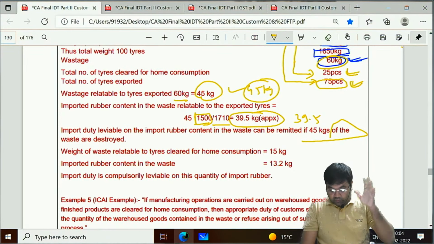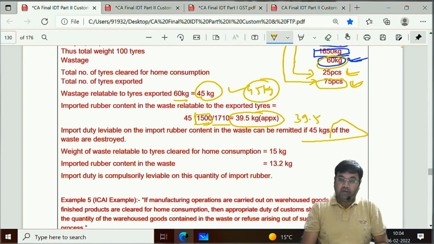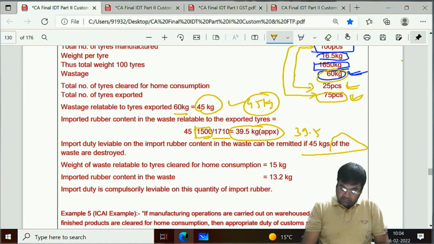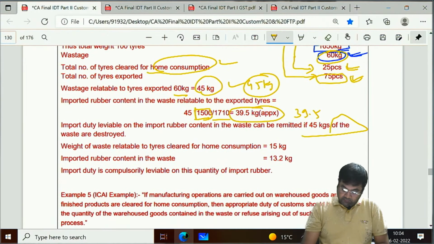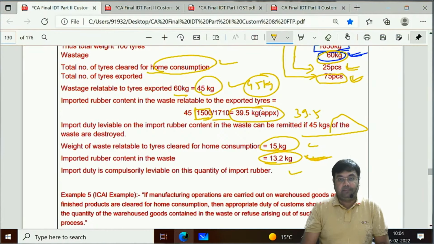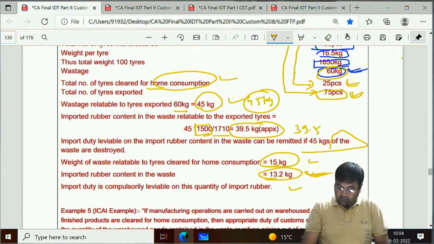But let's say if it is gone for home consumption, okay, then duty needs to be paid. Let's say in this scenario also, for home consumption, 15 kg waste is there, out of that rubber is 13.2 kg. So on 13.2 kg, compulsory, whether he destroys or not, he needs to pay the duty, because that 25 pieces went for home consumption. Okay, so compulsory duty needs to be paid on the waste also, if such waste has gone for home consumption.